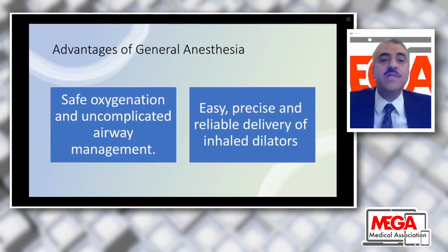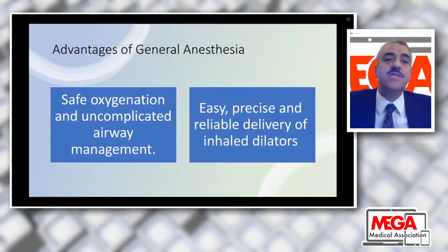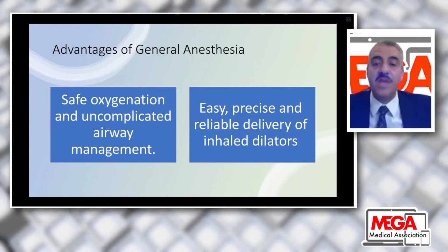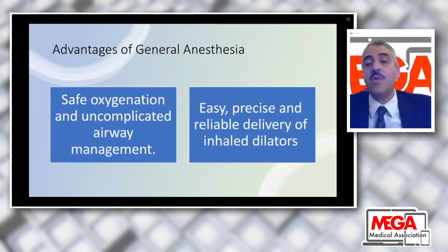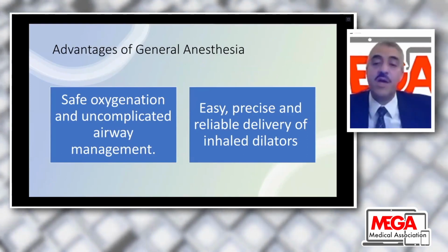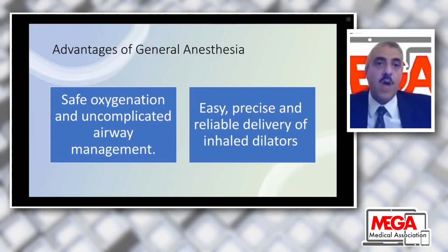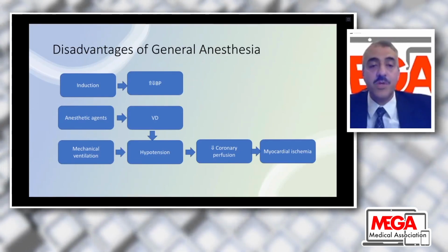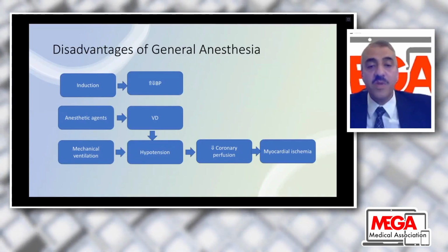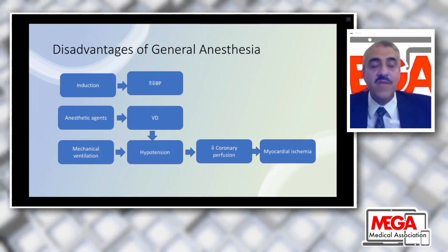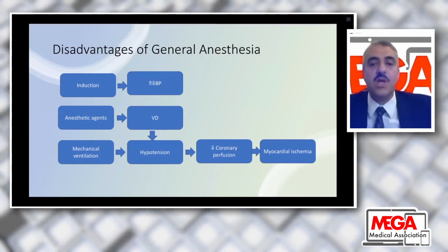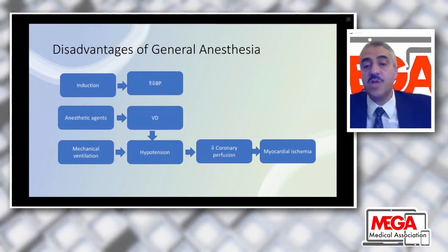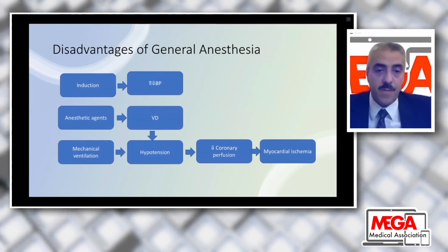On the other side, general anesthesia has the advantage of safe oxygenation and uncomplicated airway management. And more important is giving the inhaled dilators in an easy, precise, reliable way, with reliable delivery dose. However, there are some disadvantages of general anesthesia: induction might increase or decrease the blood pressure. Most of the anesthetic agents induce vasodilation and hypotension. Starting mechanical ventilation in patients with pulmonary hypertension might induce hypotension, and hypotension in this patient might decrease the coronary perfusion and cause myocardial ischemia.